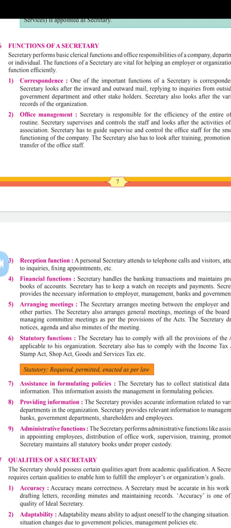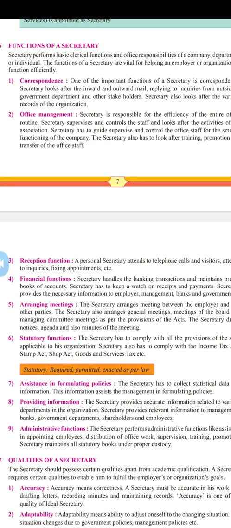A business organization or an individual has to correspond with various suppliers or clients, banks, government departments. This correspondence is an integral function of a secretary. The secretary looks after all these duties related to the correspondence.